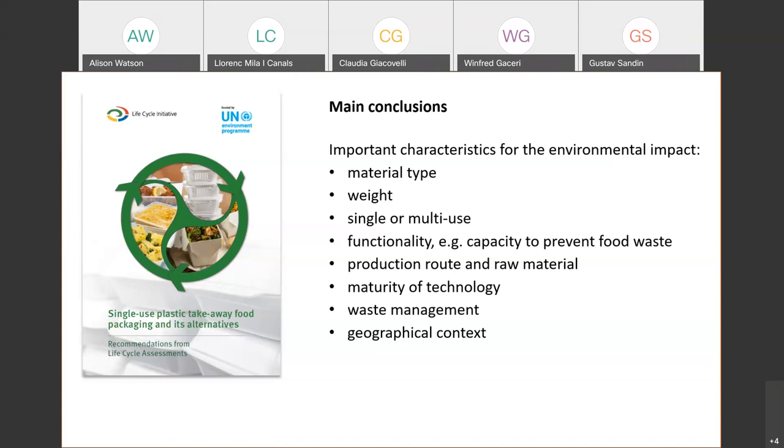Production route and raw material is important. The maturity of technology, the waste management, and here I can mention that food leftovers can impede recyclability of this kind of single-use plastics, making reusability or compostability a more preferable design option for takeaway food packaging compared to the bags and bottles, for example. And finally, geographical context is important, once again, especially as it influences consumer behavior and waste management. Next slide, please.